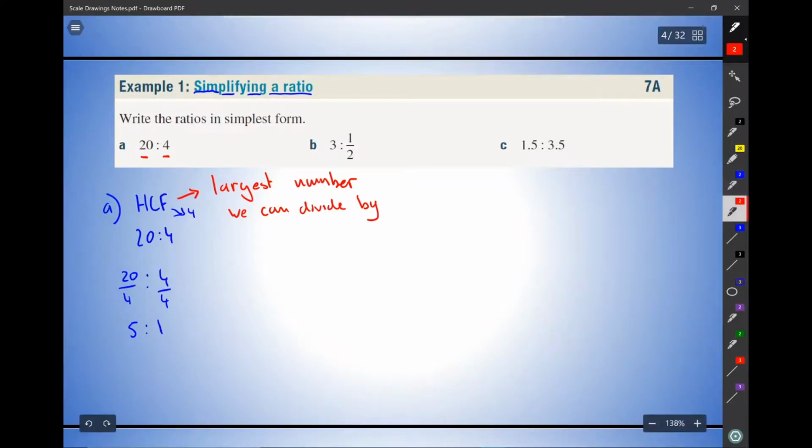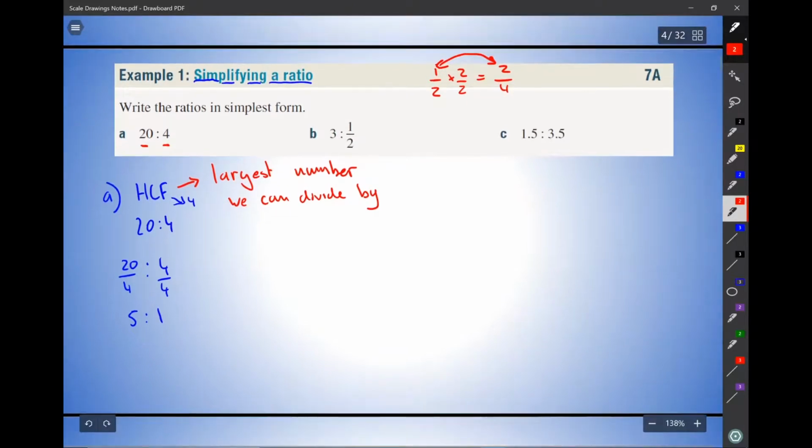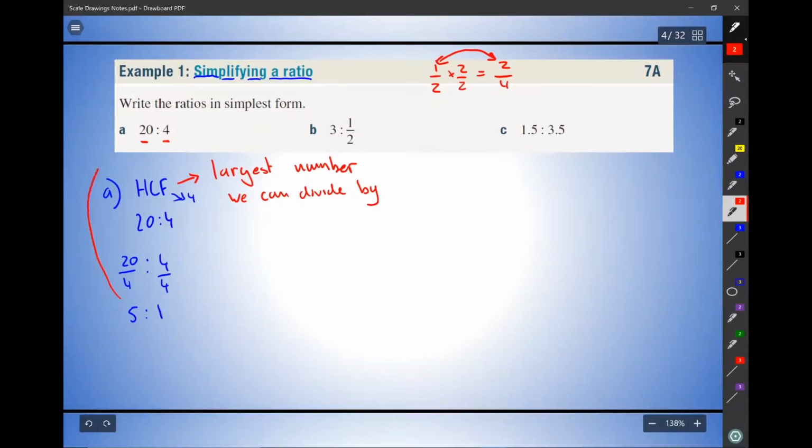In the same way that you can take a fraction, multiply it by the same number, and get an equivalent fraction, these two fractions have the same value with different numbers. We can do the same thing with ratios. These two ratios are made up of different numbers, but they have the same value. 20 to 4 is the same as 5 to 1.